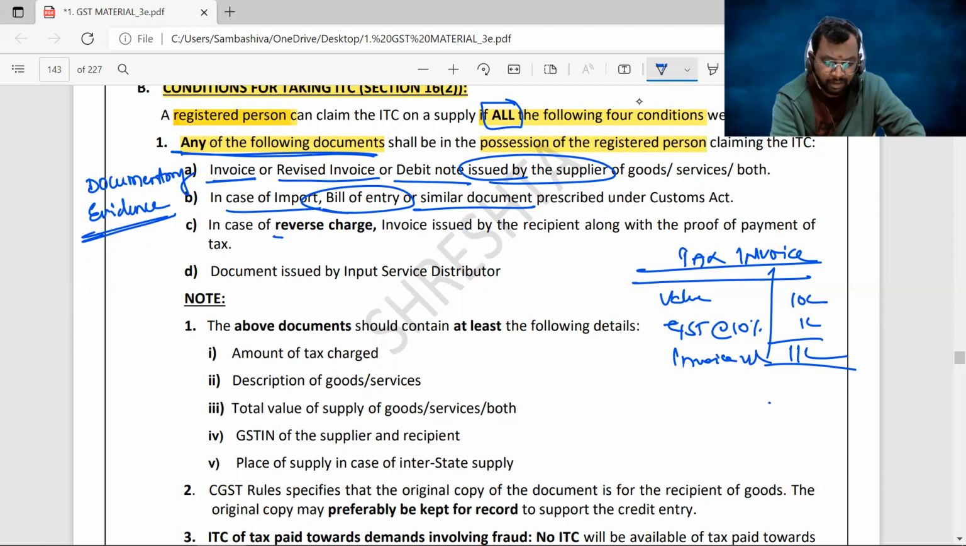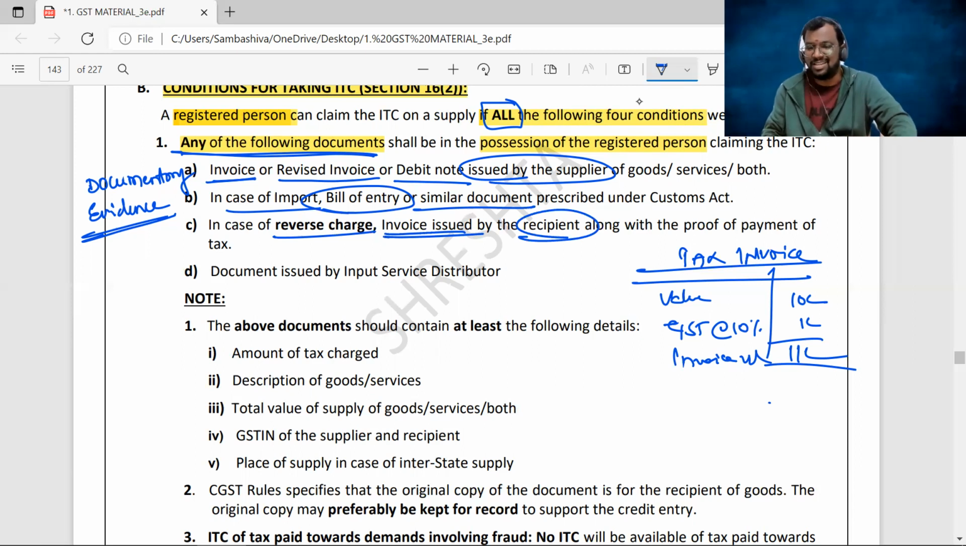Next, in the case of reverse charge, the invoice is issued by the recipient along with proof of payment of the tax. Under the reverse charge mechanism, the recipient pays tax directly to the department. Hence, the recipient will issue the tax invoice. In normal cases, the supplier issues the tax invoice, but under reverse charge, the recipient issues it. So the tax invoice issued by the recipient will be the documentary evidence for claiming input tax credit.